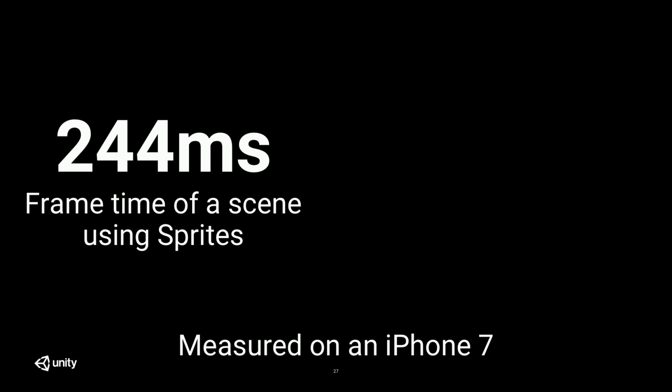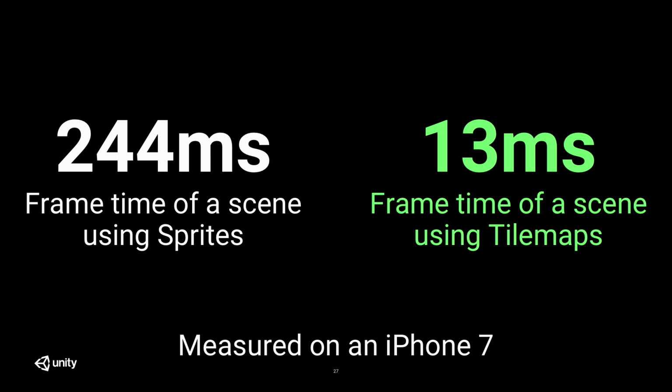Frame times. When I'm talking about frame times, that's how long it's taking for rendering and other things in the game. And like I mentioned earlier on, if you want 60 frames per second, you want 16 milliseconds each frame. When I was profiling on an iPhone 7, that was my worst available iOS device, I had 244 milliseconds frame time with the scene using sprites. The original scene using Tilemaps was 13 milliseconds. So this is under my threshold, and I was getting more than 60 frames per second.